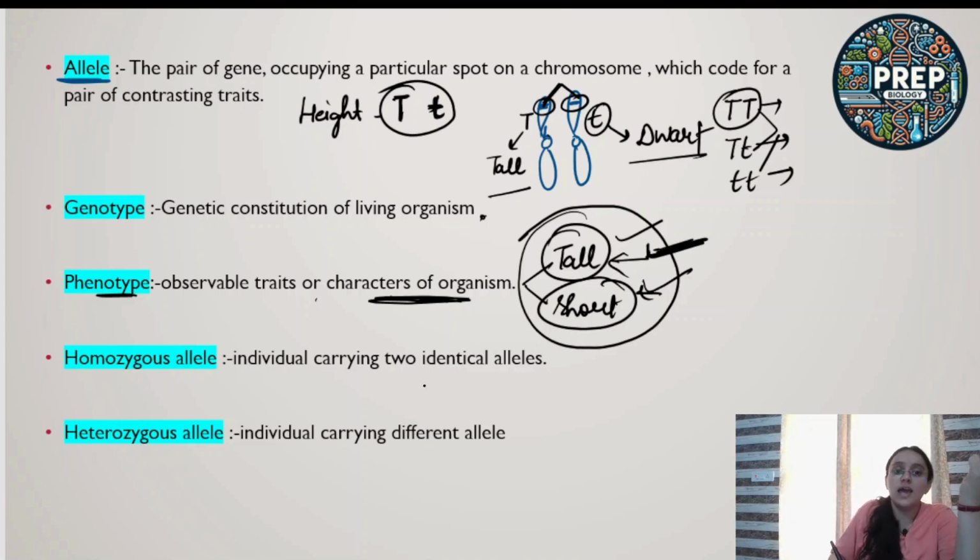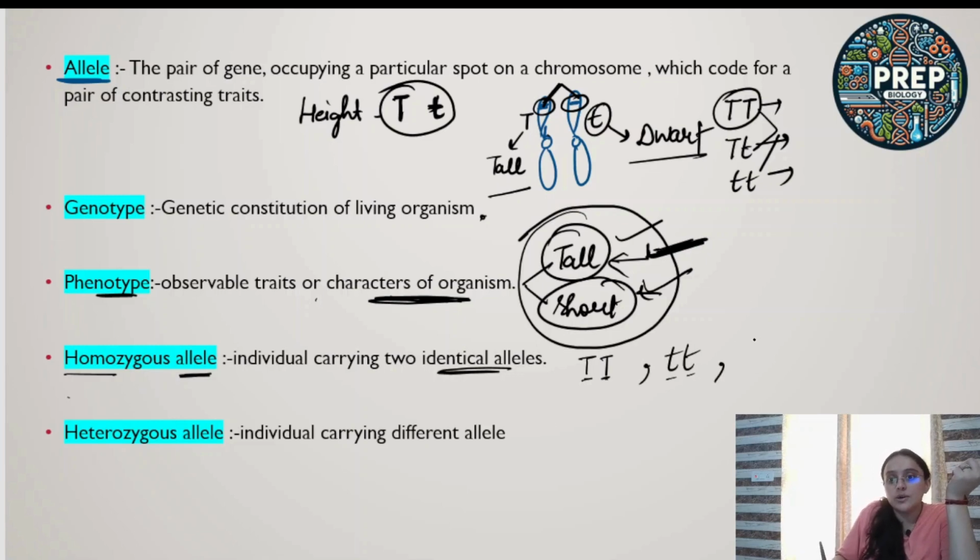What is a homozygous allele? Homo means same. Alleles are in pairs. So an individual carrying two identical alleles is homozygous. An example is this: this is homozygous, the same, and this shows the tall plant. And this is also homozygous, they are also the same, and this shows the dwarf plant. This is also homozygous, identical alleles are there, and this shows the red flower. So this is the homozygous condition.